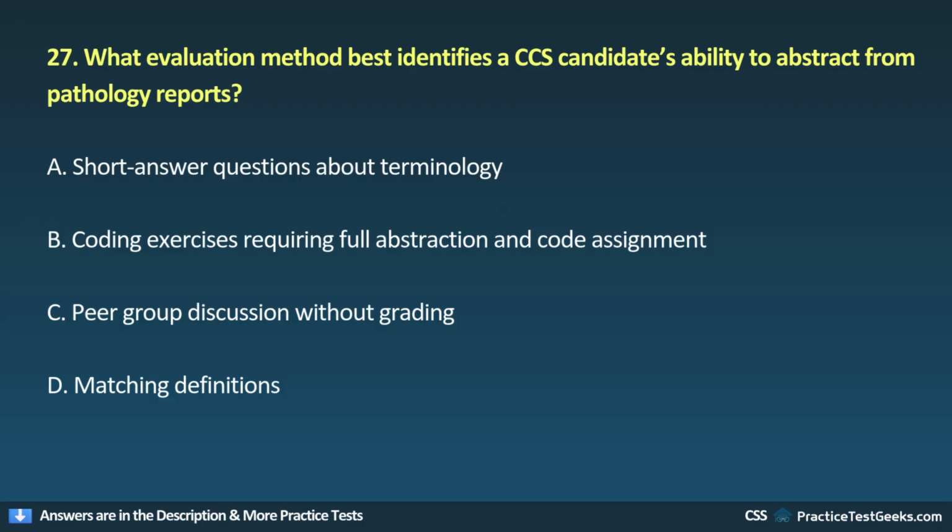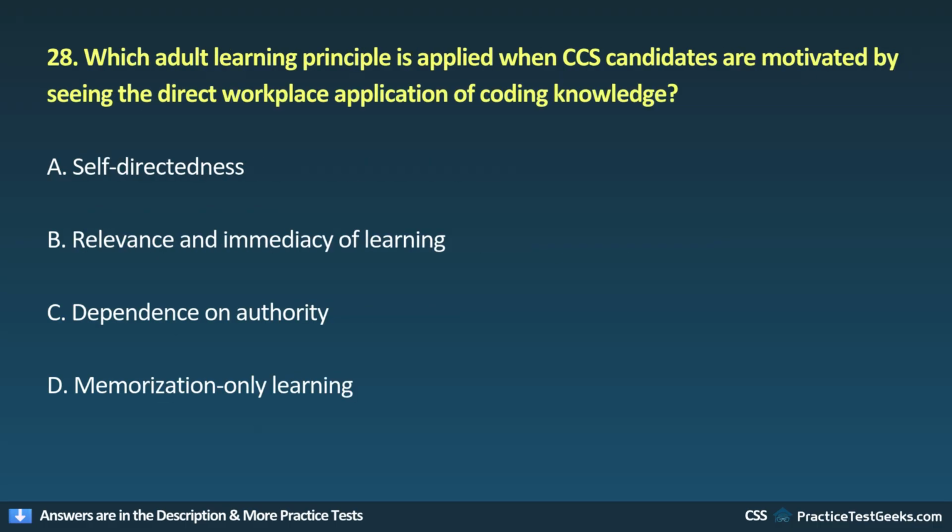B. Coding exercises requiring full abstraction and code assignment. C. Peer group discussion without grading. D. Matching definitions. 28. Which adult learning principle is applied when CCS candidates are motivated by seeing the direct workplace application of coding knowledge? A. Self-directedness. B. Relevance and immediacy of learning.